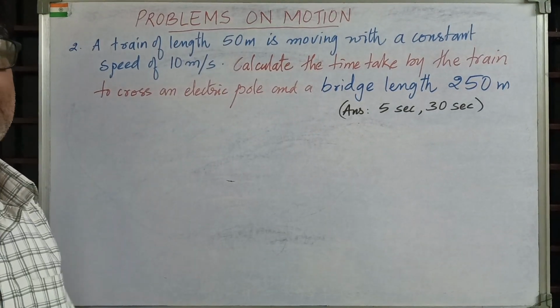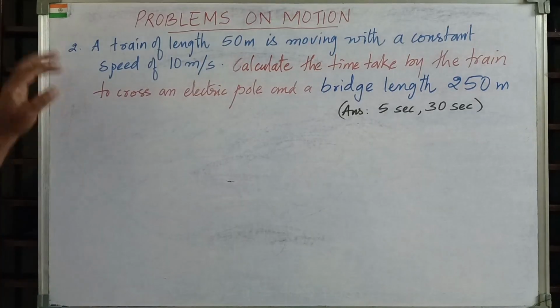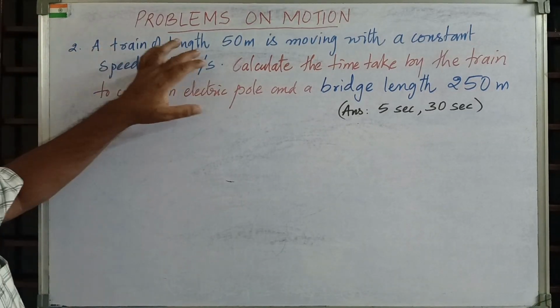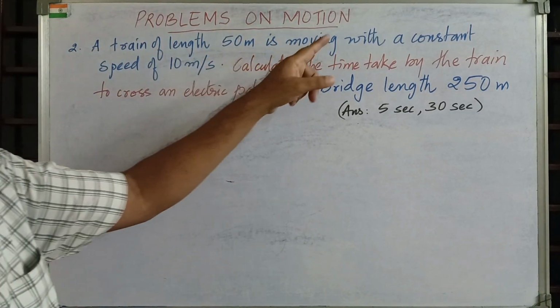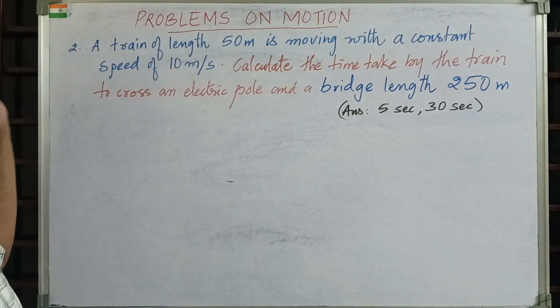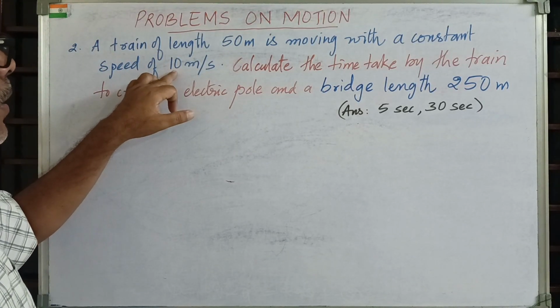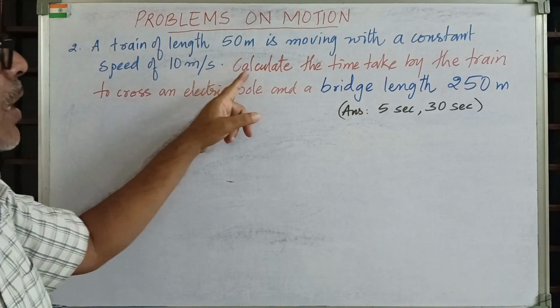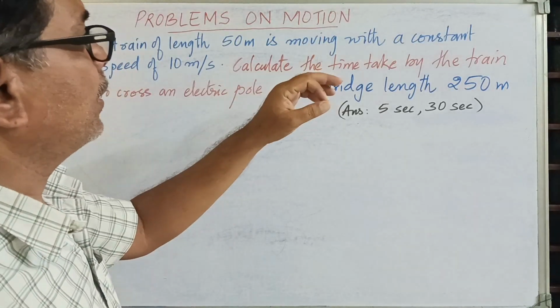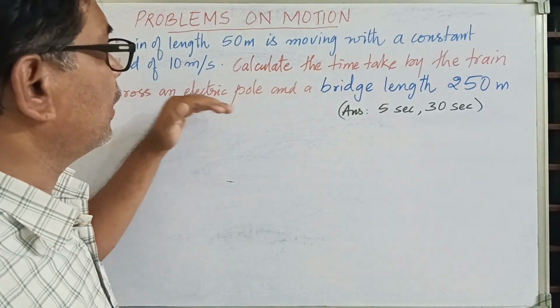Now let's do the second problem. Okay, the second problem is what? A train of length 50 meters is moving with a constant speed. What is the speed? 10 meters per second. He is asking you to calculate the time taken by the train to cross an electric pole.